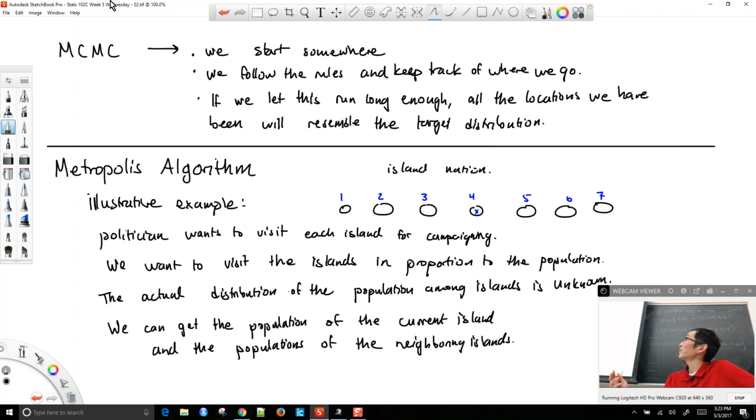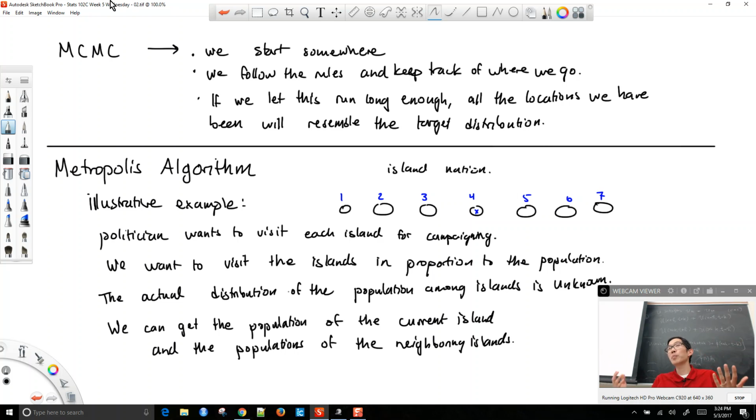And you might say, well, if we can do that, why don't we just call all the islands and get all the populations, figure out the distribution? But we're going to say, okay, but that's all we can do, and for whatever reason we can't figure out the entire population of the entire island chain. This is the part where it doesn't make sense. But we're going to say all we can do is we just know the population of the place we are now, and we can get the population of the two neighboring islands.